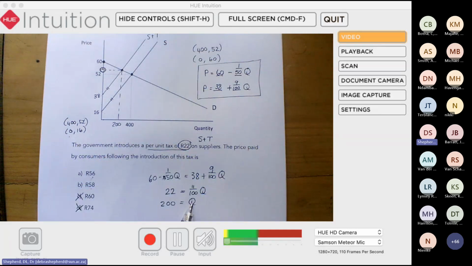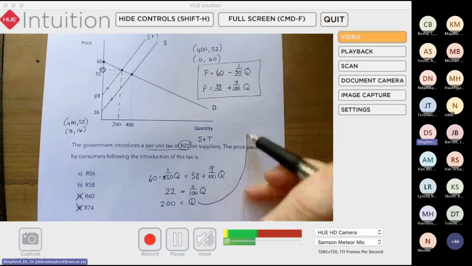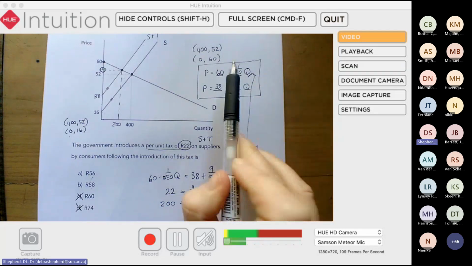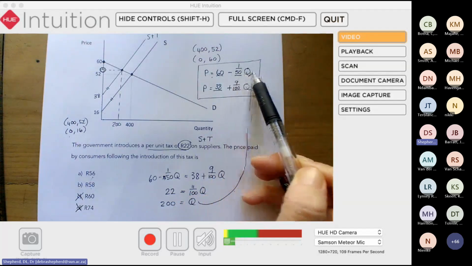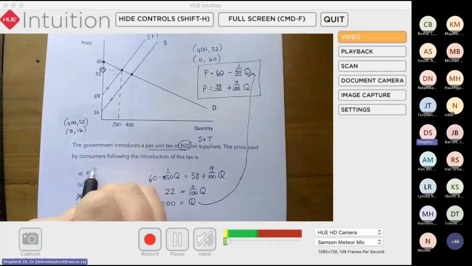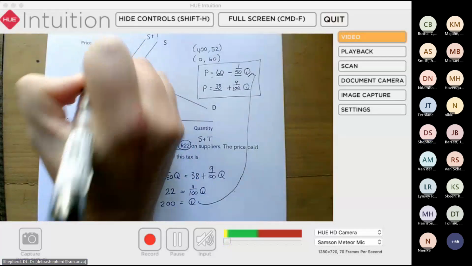And if the quantity is 200, what would the price be? I can sub this 200 into this demand curve, and I get price equals 60 minus 1 over 50 times 200, which is 4. So it's going to be 56.